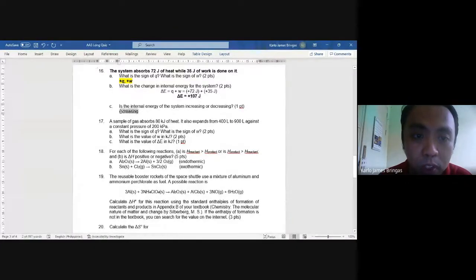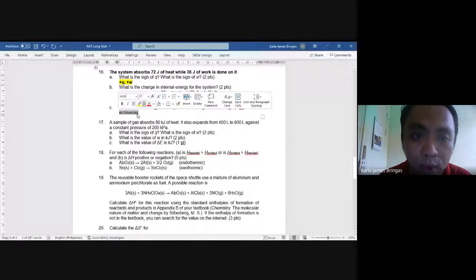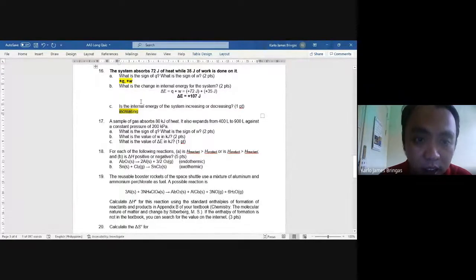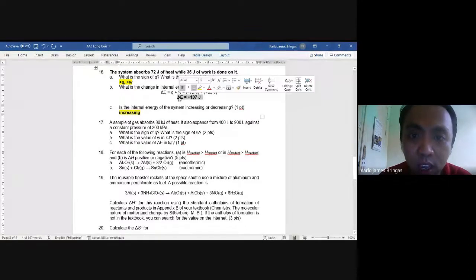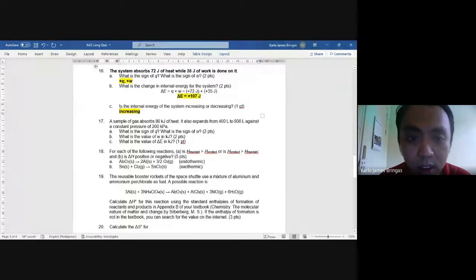So if the opposite was true, so if you have delta E having a negative sign, so that tells us that the internal energy of the system is actually decreasing. So positive delta E, increasing internal energy. Negative delta E, decreasing internal energy for the system.